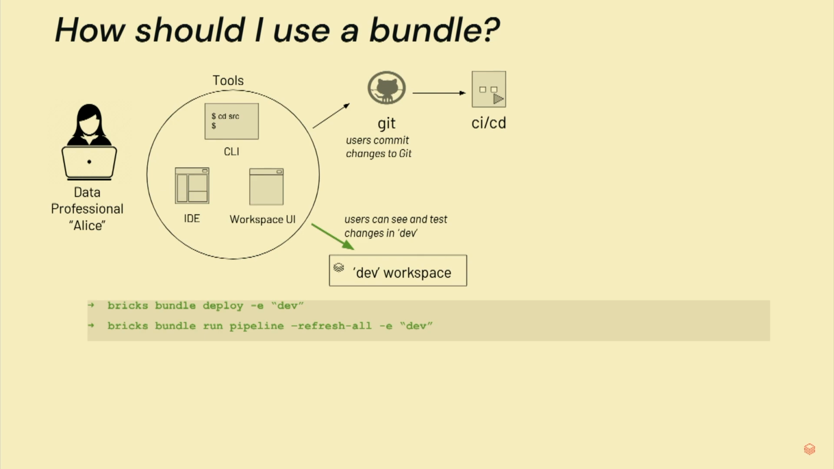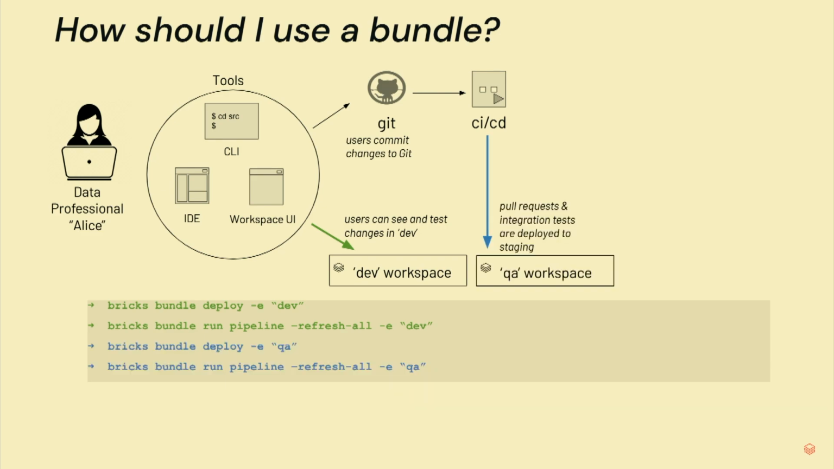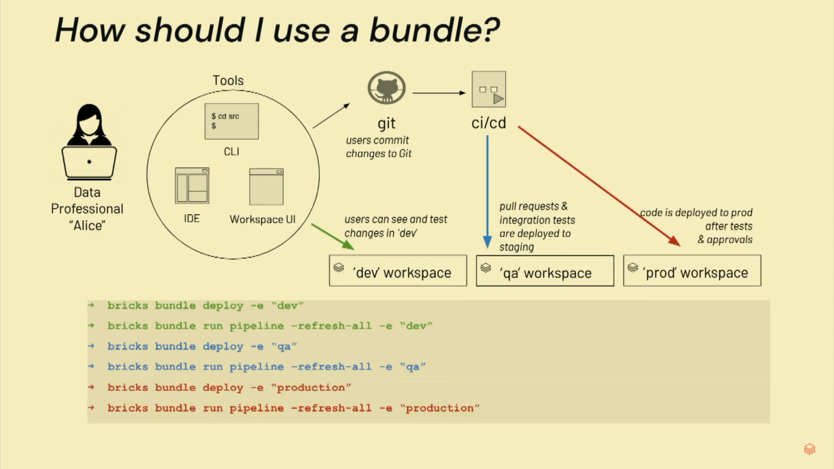Justin can review my code, thinks it's good, but he also wants to see that the tests are passing and that the test deployment is working. And that's where a CI/CD system like a GitHub Workflow would kick in. For the pull request, they would check out the code, do a bundle deploy to the QA environment, and then do the tests that they want to do.